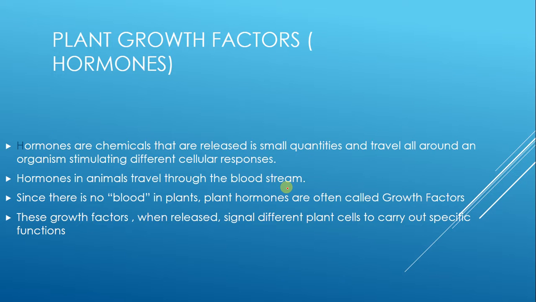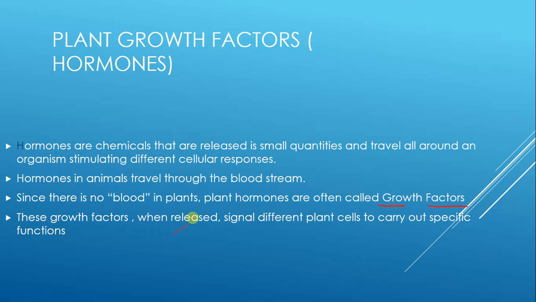So plant hormones, also called growth factors. Hormones are different chemicals that are released in small quantities that travel around an organism and stimulate different cellular responses. So for example, insulin in humans travels around and stimulates cells to absorb blood glucose. Hormones in animals travel through the blood, but since there's no blood in plants, plant hormones are often called growth factors. So plant hormones and plant growth factors are really synonymous.